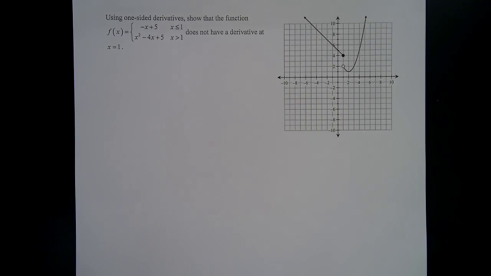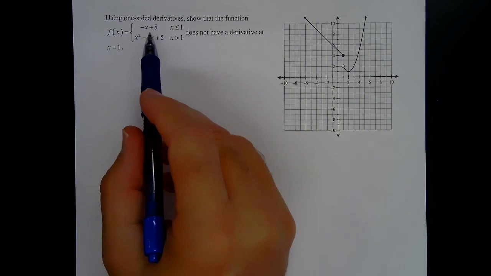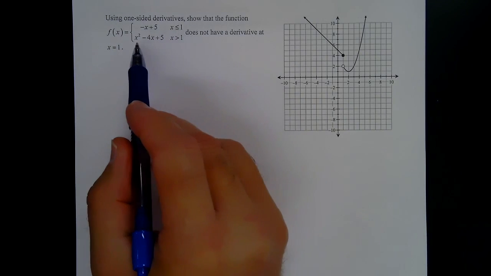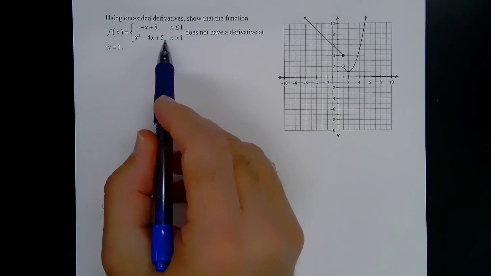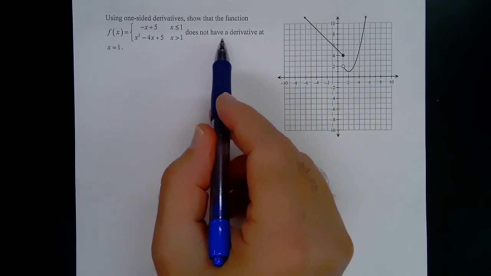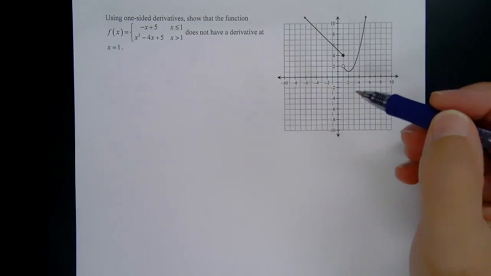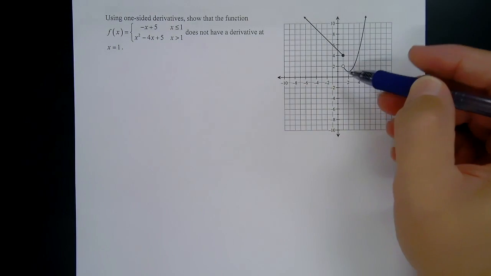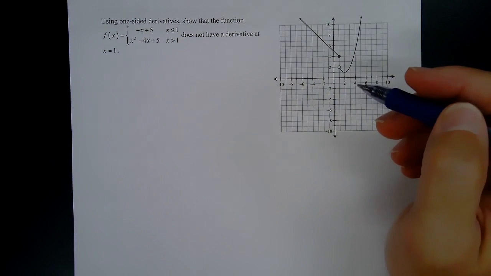Okay, so using one-sided derivatives, show that the function f of x is equal to -x plus 5 when x is less than or equal to 1, and x squared minus 4x plus 5 when x is greater than 1, does not have a derivative at x equals 1. So right here is x equals 1, and it doesn't have a derivative here, okay?